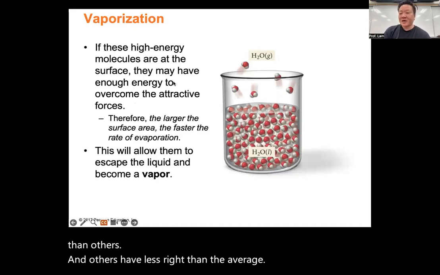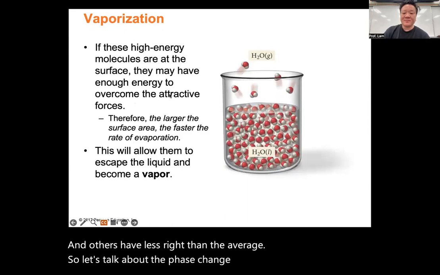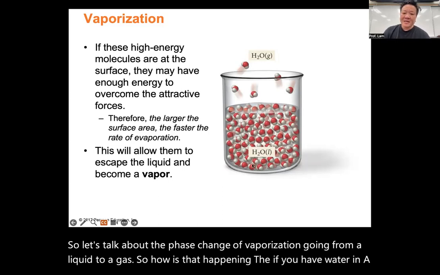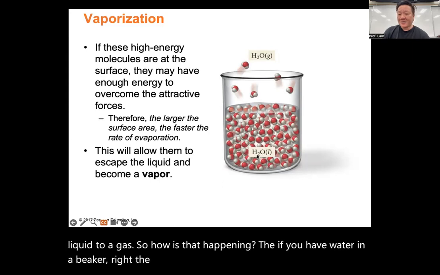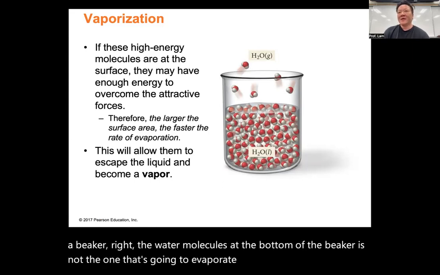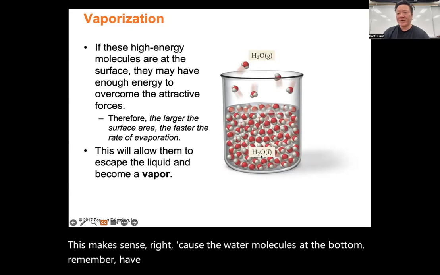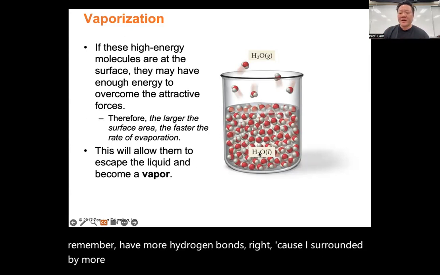So let's talk about the phase change of vaporization, going from a liquid to a gas. So how is that happening? Well, if you have water in a beaker, right? The water molecules at the bottom of the beaker are not the ones that are going to evaporate first. Okay. So if you analyze it, this makes sense, right? Because the water molecules at the bottom, remember, have more hydrogen bonds, right? Because they're surrounded by more water. So they're not going to be able to escape into the gas phase.